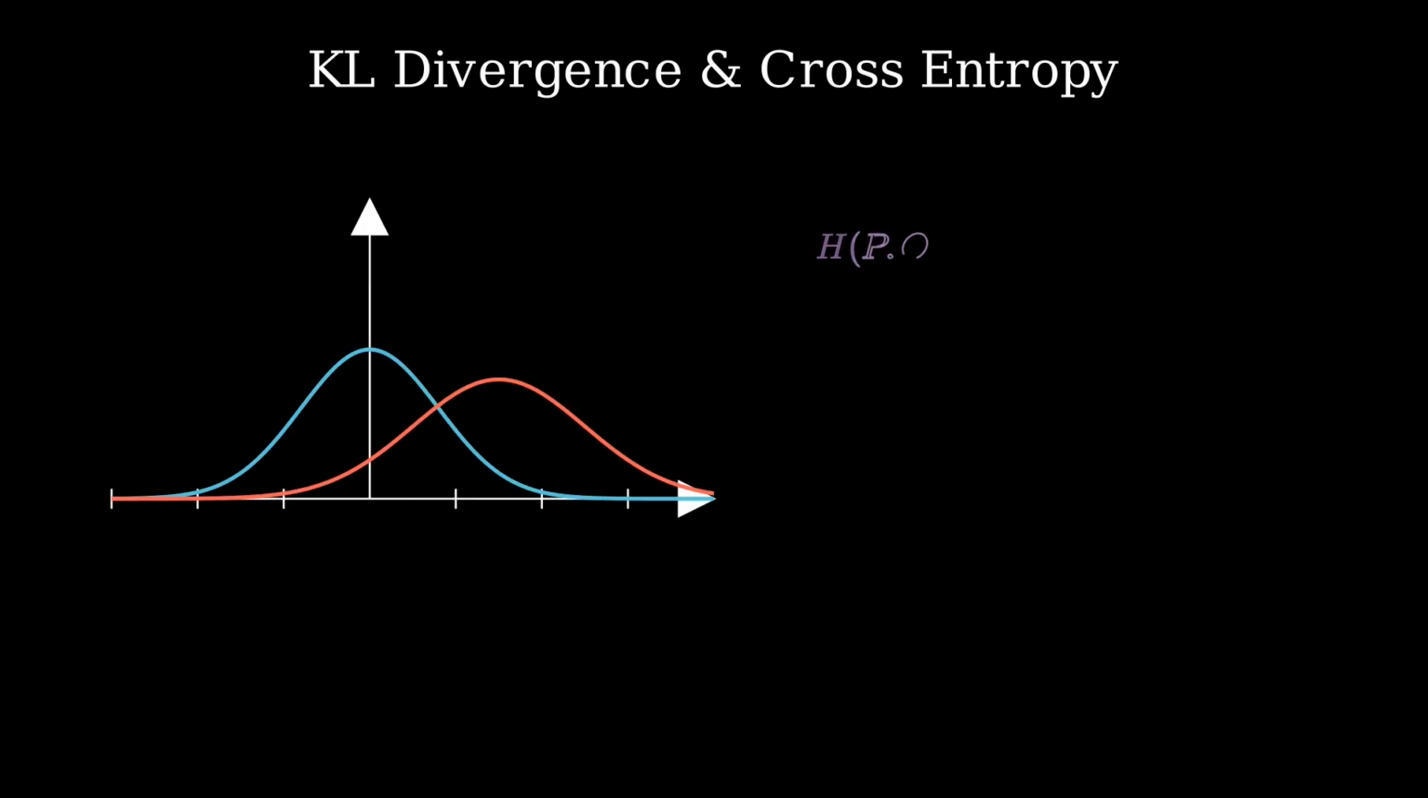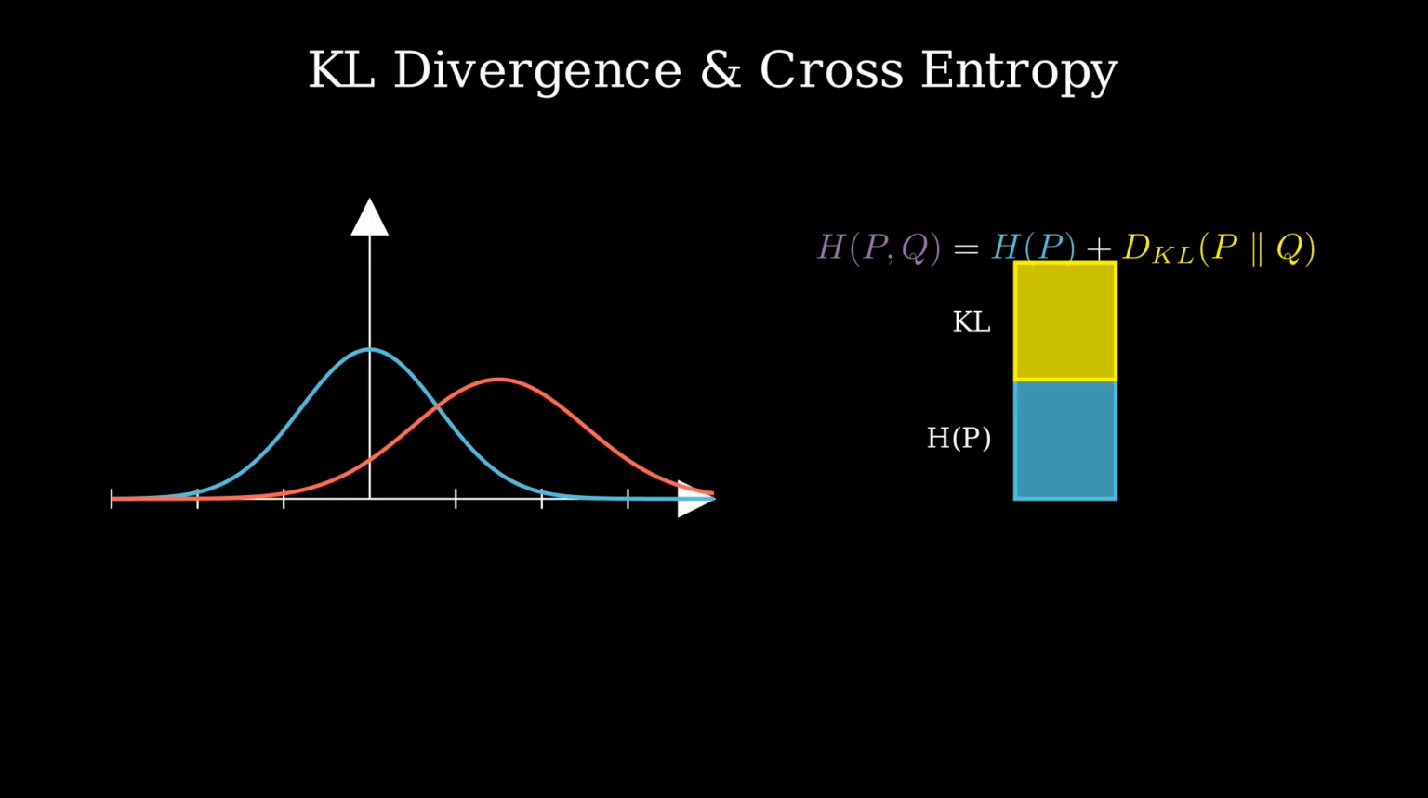To understand where KL divergence comes from, we look at cross-entropy. Cross-entropy is the total cost of using model Q to describe truth P. This total cost is made of two parts. First, entropy. This is fixed. The second part is the KL divergence. It is the extra cost or penalty for your model being different from the truth.